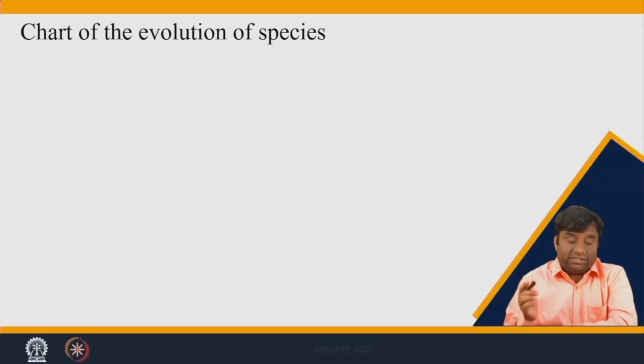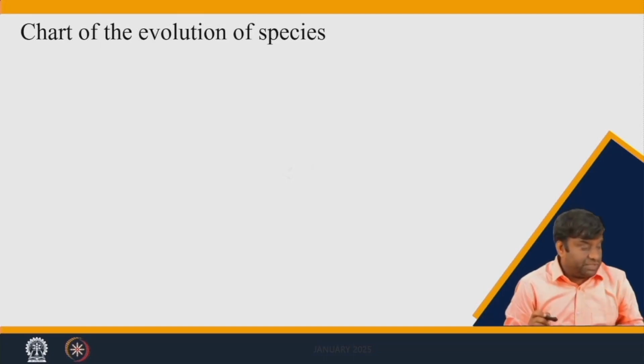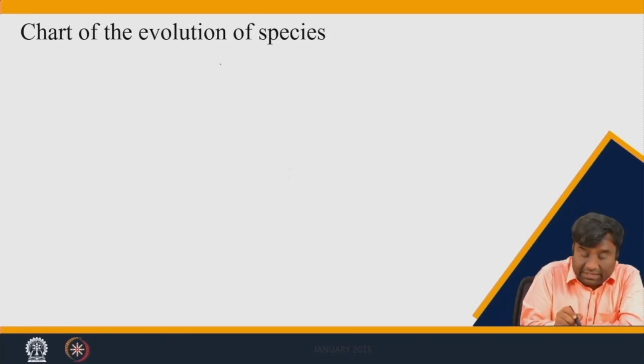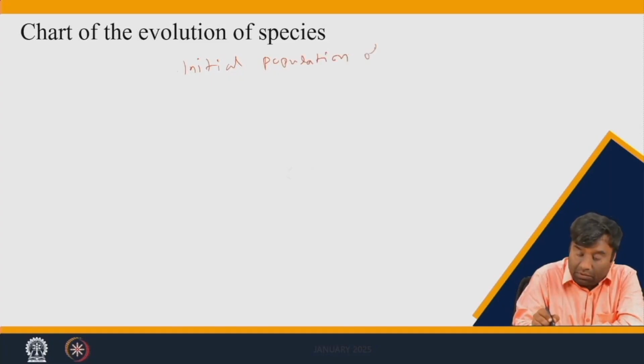So now try to understand the chart of the evolution of species. So first we will work with the initial populations of species. So write initial populations of species.